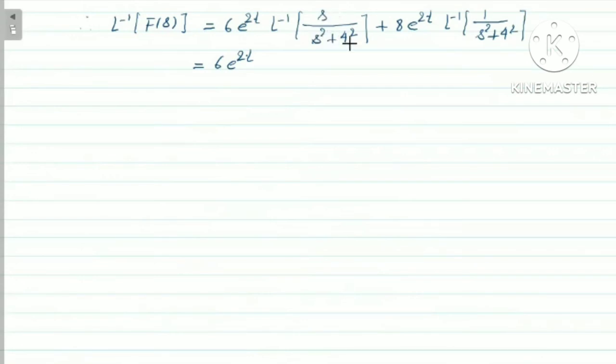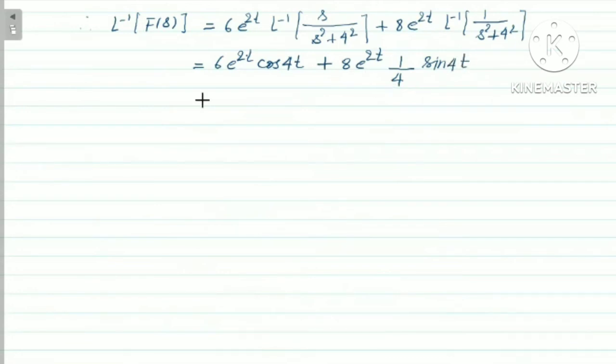s upon s square plus 4 square, that is cos 4t, and plus 8 e raised to 2t, and here 1 upon a sine at, where a is 4, so that is 1 by 4 sine 4t. Just simplify this.